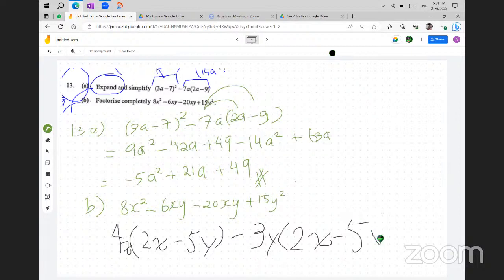I did correctly. Yeah. Then the answer will be, surprisingly, x minus 3y over 2x minus 5y. Yeah, wonderful.